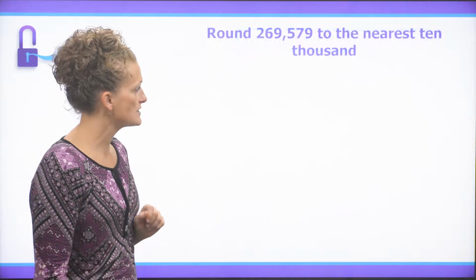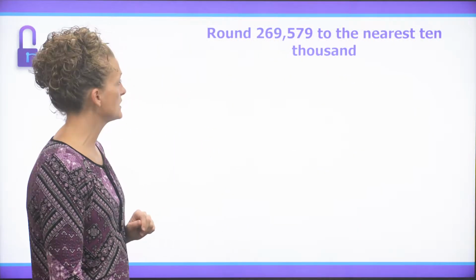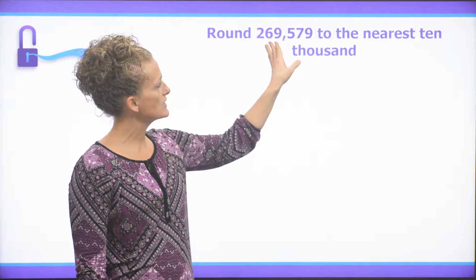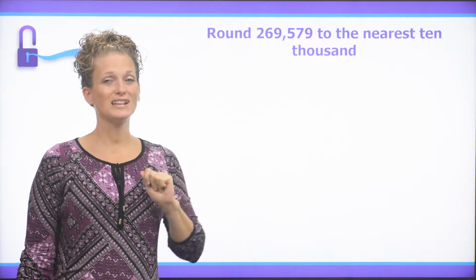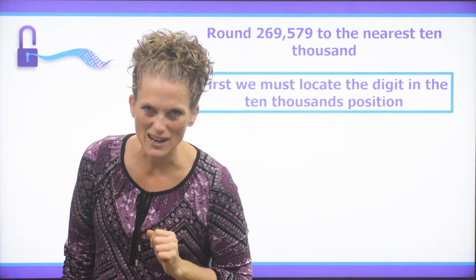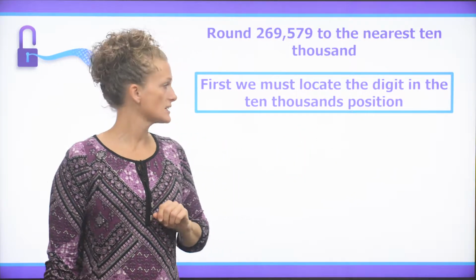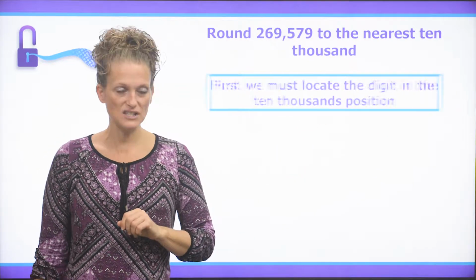All right, it sounds like a lot of words, but it's really not. It's not as hard as it sounds. So we're going to say, round 269,579 to the nearest 10,000. All right, well, the first thing we have to do is locate the digit in the 10,000s position.